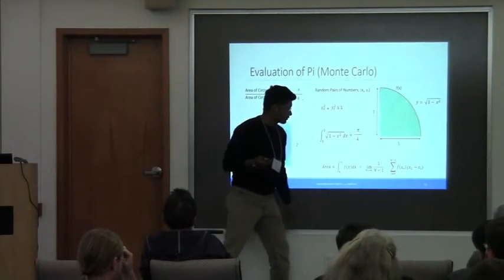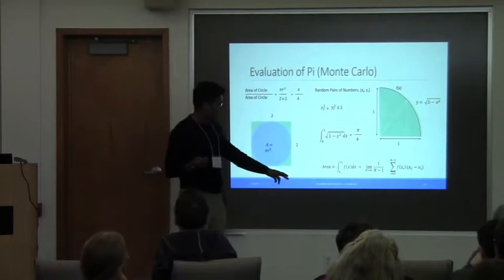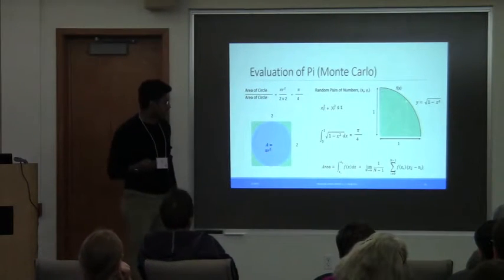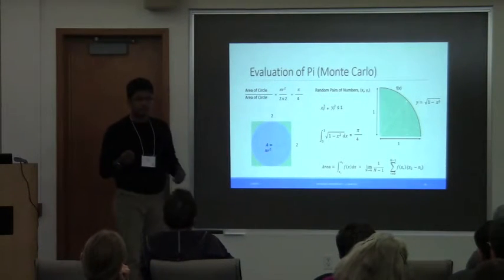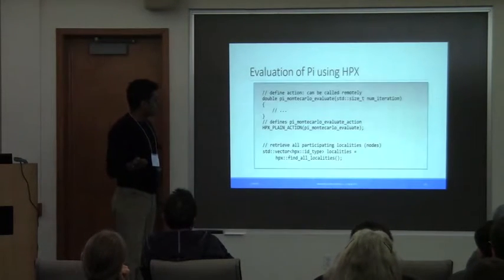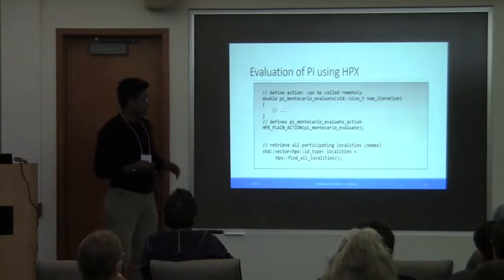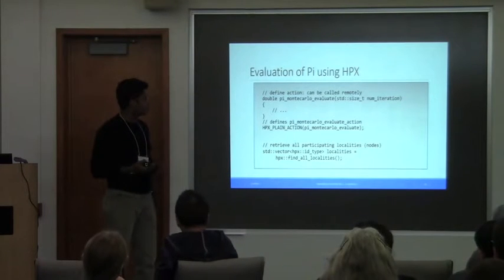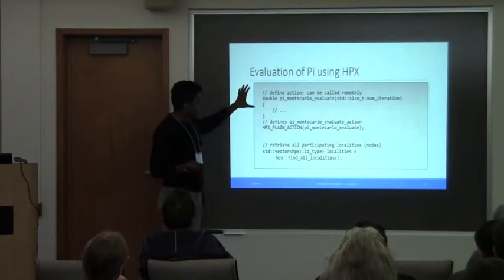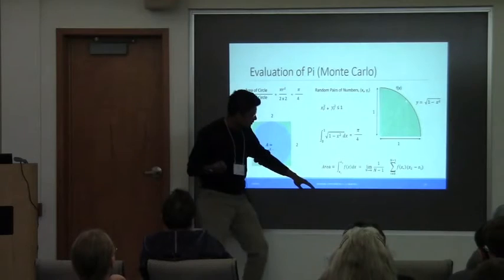But this is more effective, where from 0 to n minus 1 observations, I could evenly distribute those to multiple processors. It's a quick synopsis of how I would use HPX to evaluate pi with Monte Carlo. This is again a global function that would evaluate a part of that value.